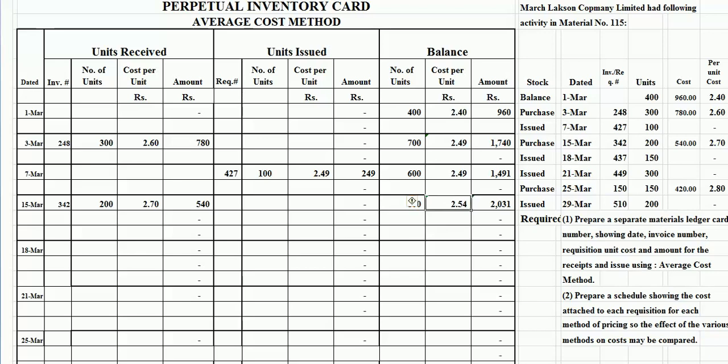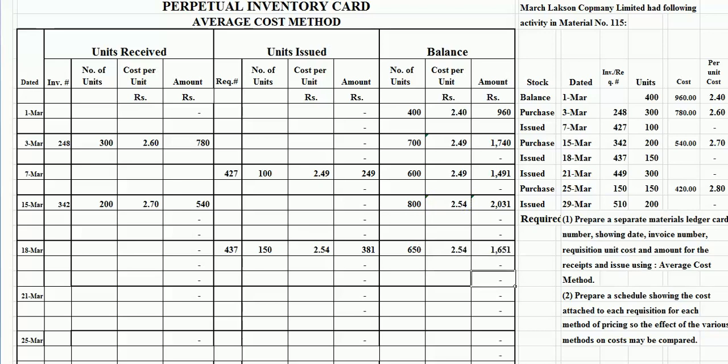Now students, on 18th March we issued 150 units. The requisition number is 437. The rate is the same, the weighted average cost rate here. The remaining units are 800 units minus 150. This is our remaining balance. 650 units are available in our storeroom. The rate is the same here again.